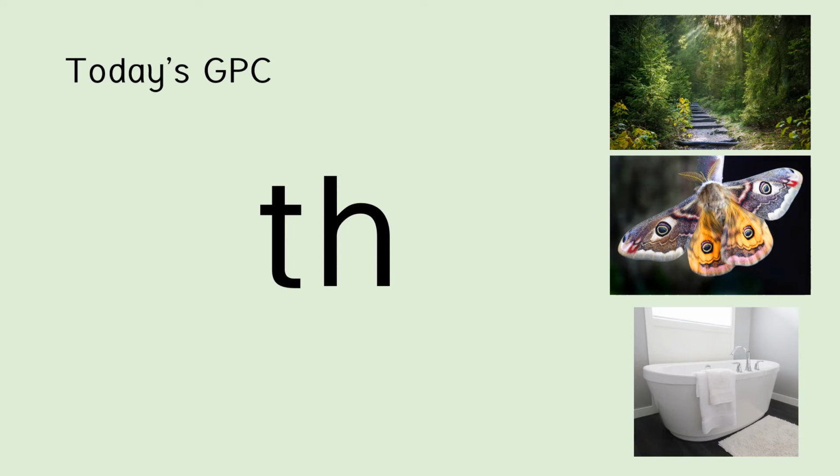Okay, today we're looking at the th grapheme. The issue with this one is that it can make two sounds, and it's all about what happens with the tongue really. If you think about the photos that we'll look at later with the children, we've got path, moth, and bath. The th is making the same phoneme for all of those. It's th, okay. When we make the th sound, as in this, the, them, that's a slightly different sound, and all that's happening is the tongue's vibrating a little bit more on those top teeth.